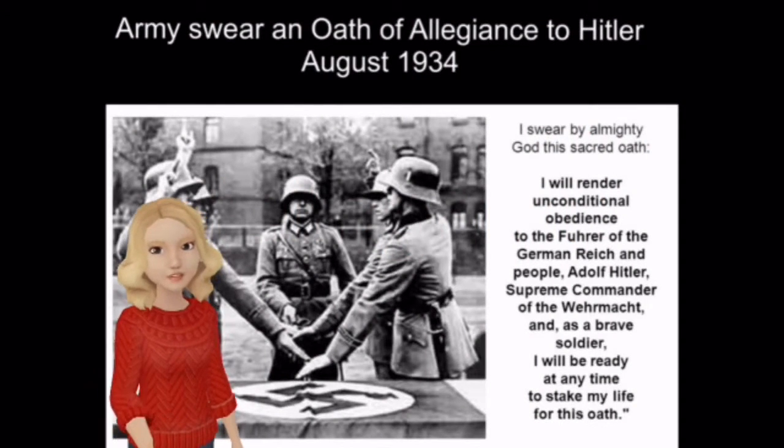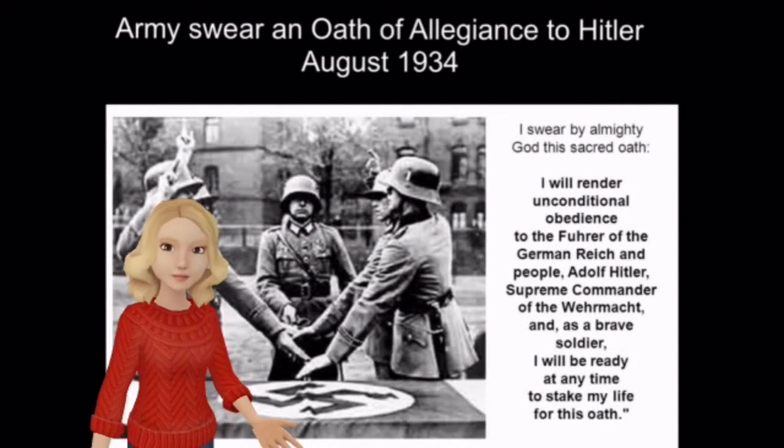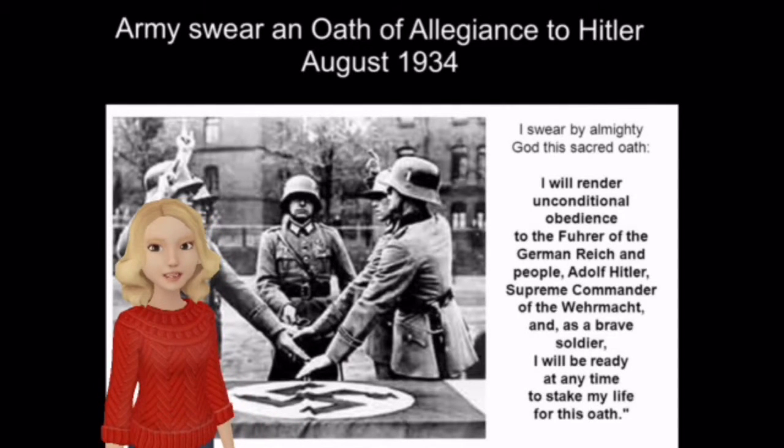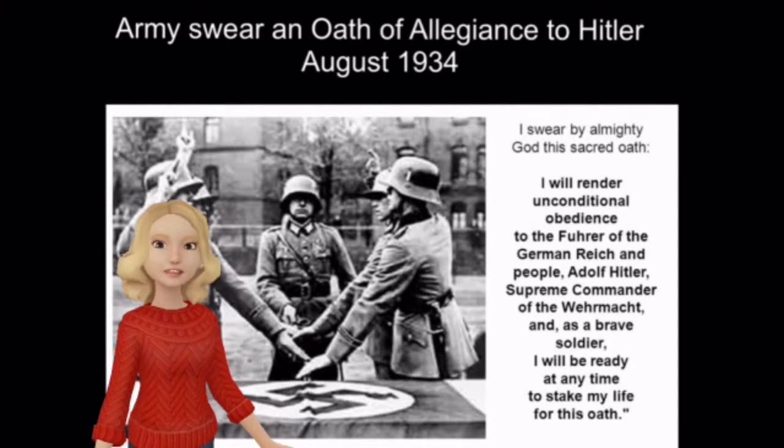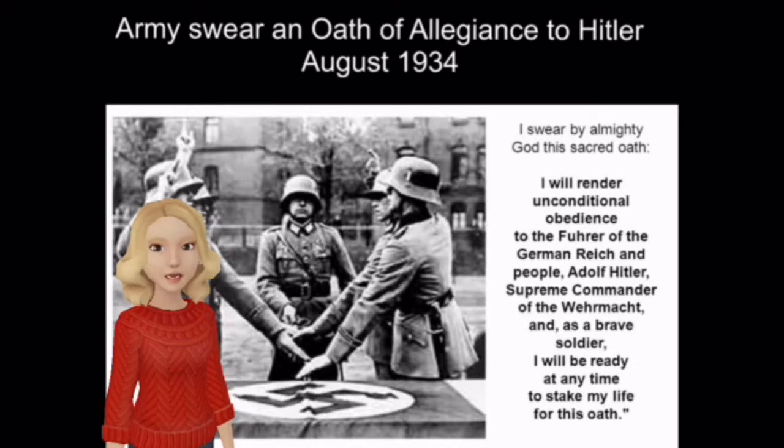The German army take an oath of allegiance to Hitler, and the last signs of democratic Germany are dismantled to make way for Hitler's Third Reich. Hitler's consolidation of power is now complete.